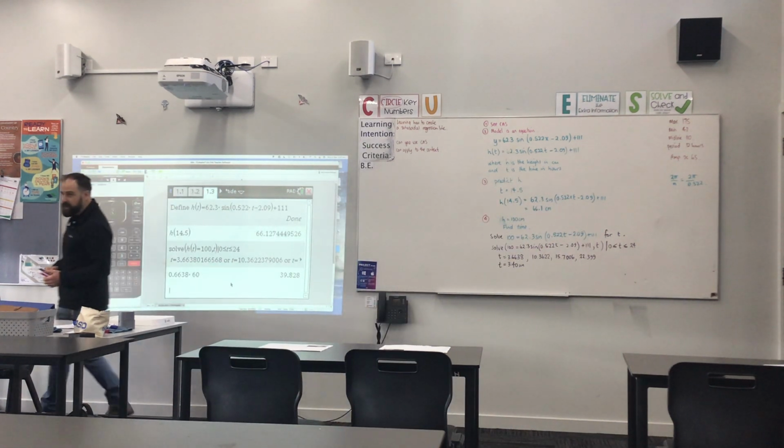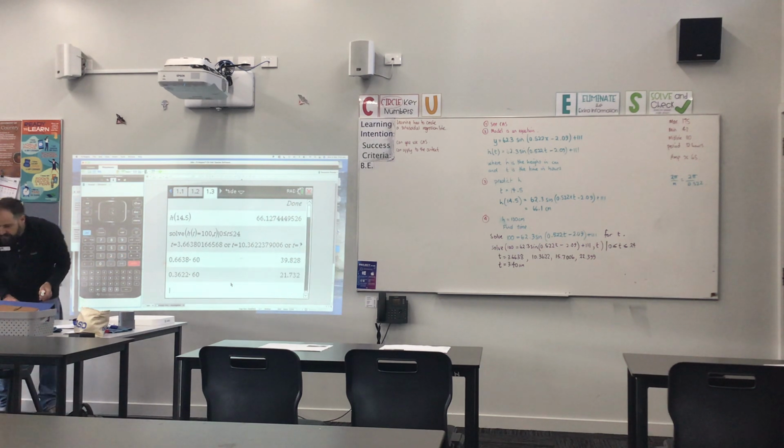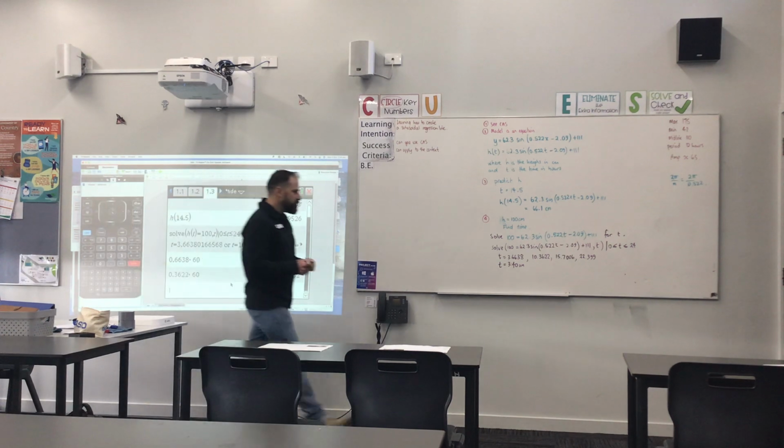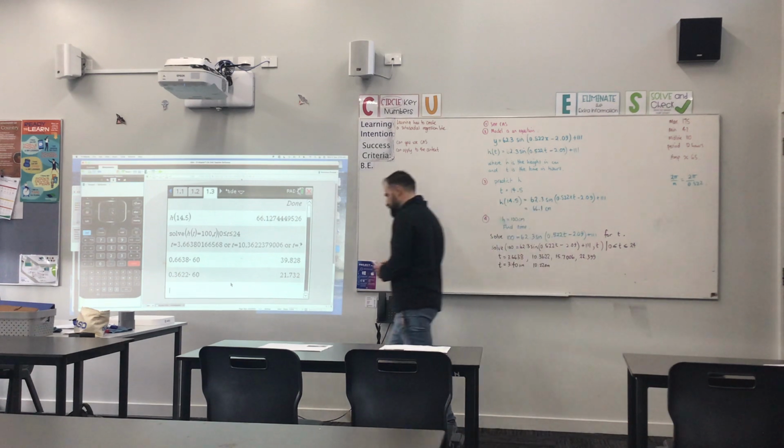This is important. It asks me to do a time, and you can upgrade your level by changing your decimals to an actual time. Times 60, 21.7 is like 22 minutes. So 10:22, and again that's AM.